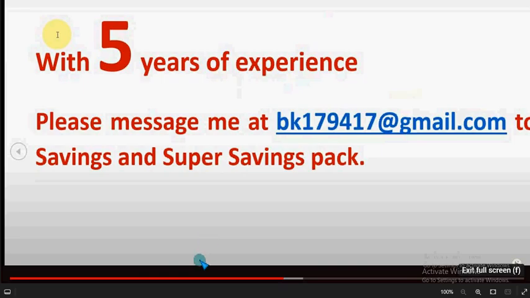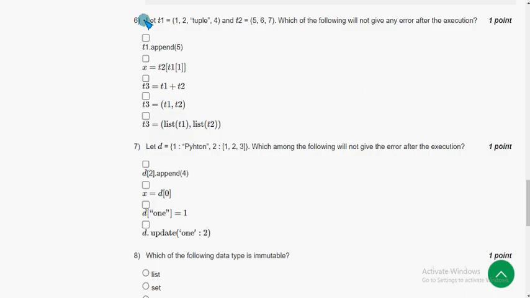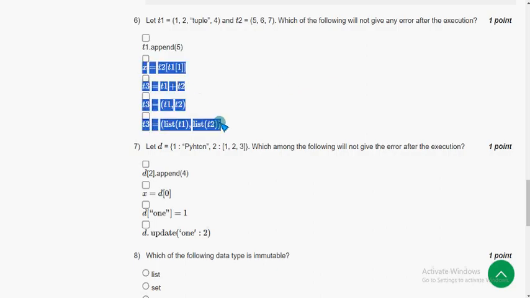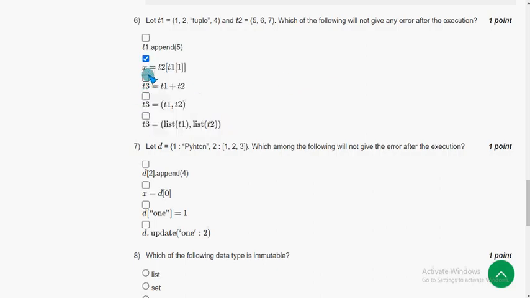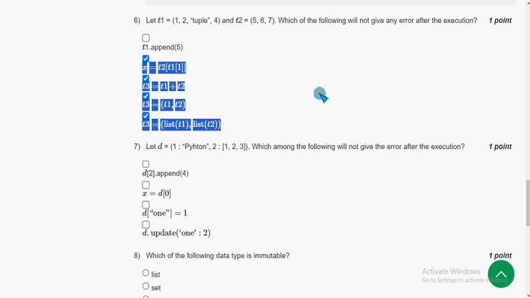So that's it, guys. Now let's get back to the solutions. Sixth question, guys. Let T1 equal this one and T2 be this one. Which of the following will not give any error after the execution? When I did this, I got 4 probable answers, guys. The last 4 options: second, third, fourth, fifth. So the last 4 options I have got as the probable solutions, guys.